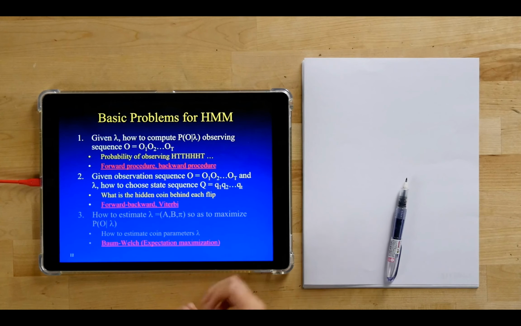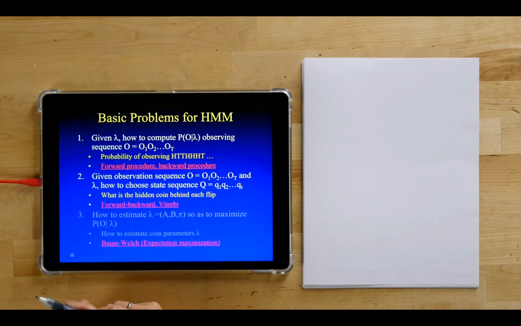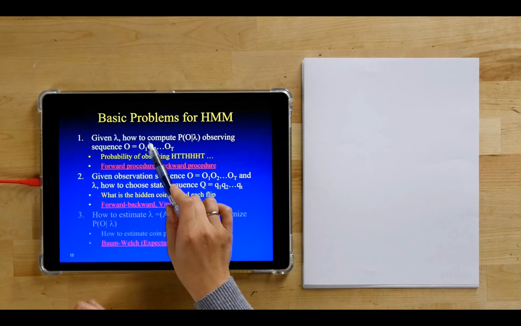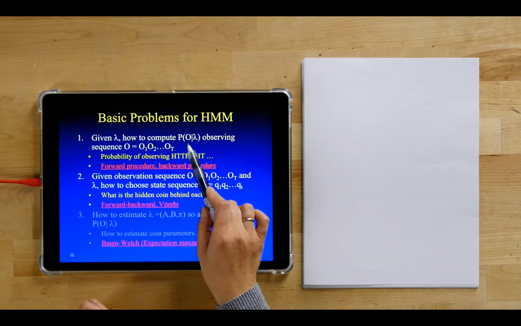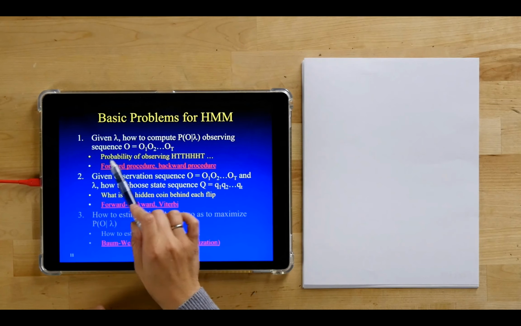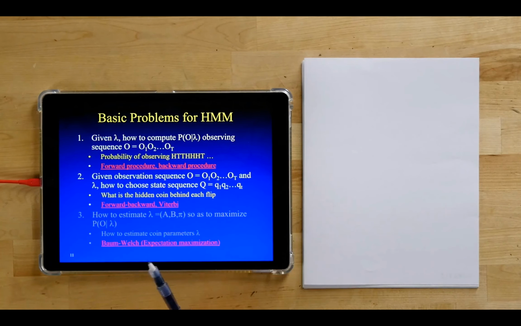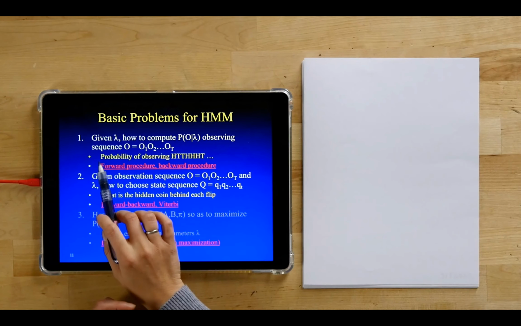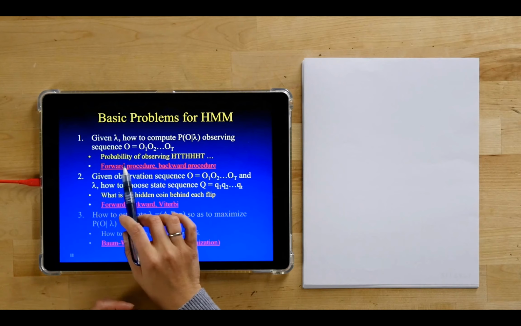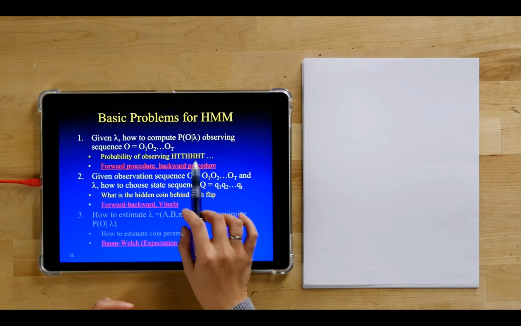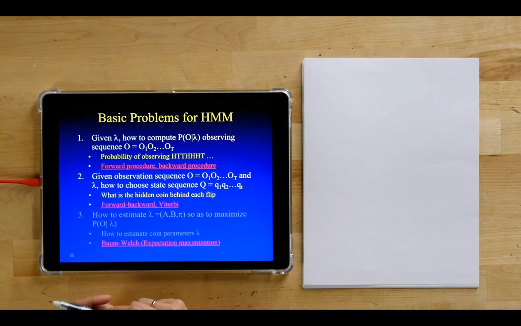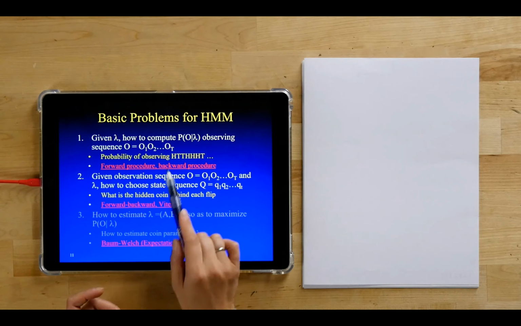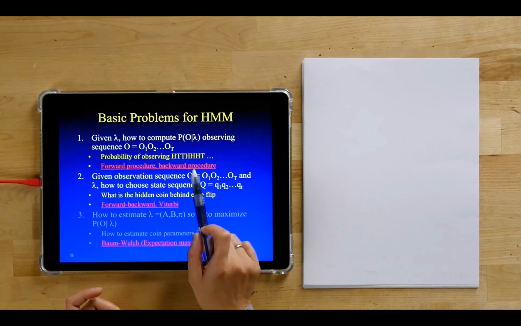Okay, so let's go to the first problem. And again, we're going to use the coin flip example to explain. So given all the parameters in a hidden Markov model, how do we compute the probability of certain observations? In this case, supposedly we know the coin, we also know the transition probability and the emission probability. And we ask, what is the probability that we're going to see this string of coin flips? To answer this question, a number of algorithms have been developed. One is this forward procedure, the other is the backward procedure.